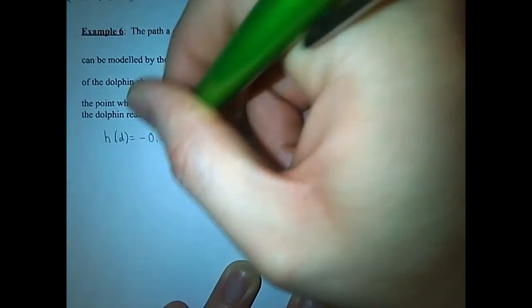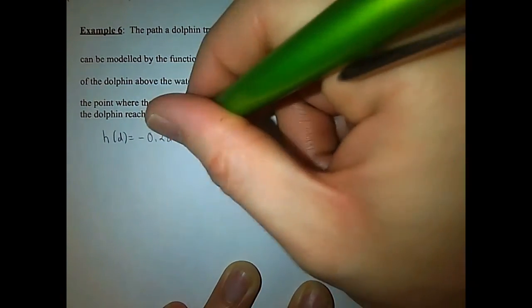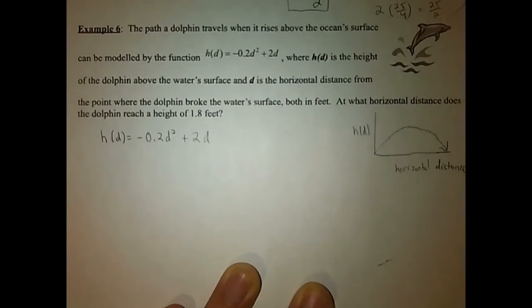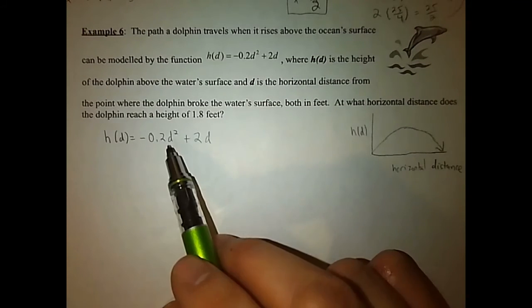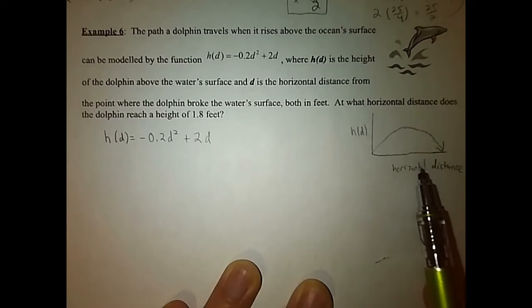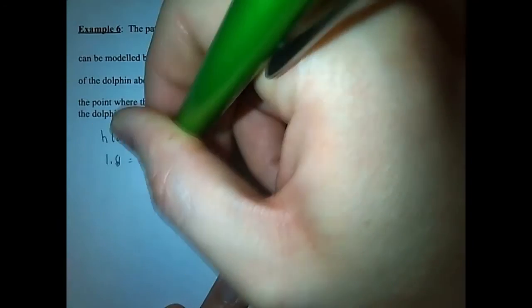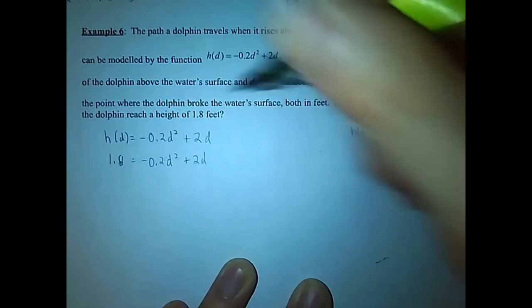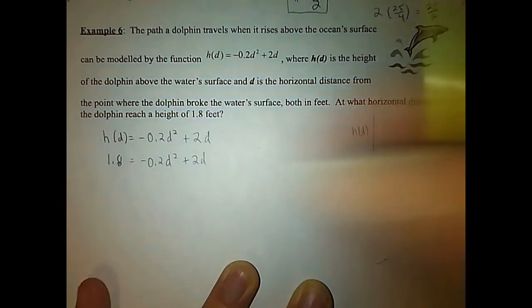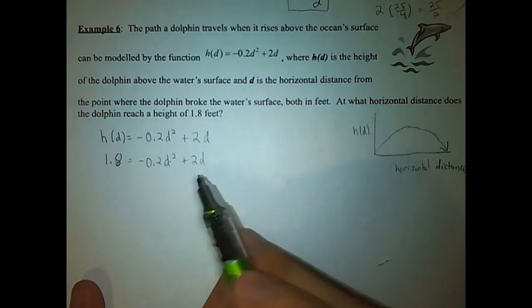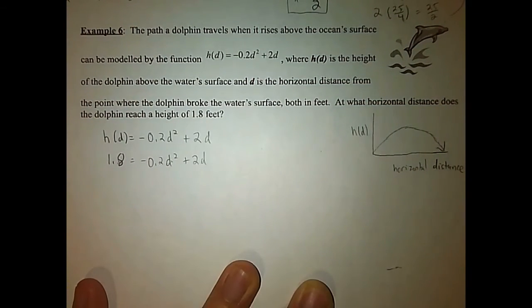So we have the equation h(d) = -0.2d² + 2d. We want to find the value of d, the horizontal distance, when the height is 1.8 feet. So this is going to equal, we want that side of the equation to equal 1.8. Well, what values of d, when I put them in here, give us a value of 1.8?